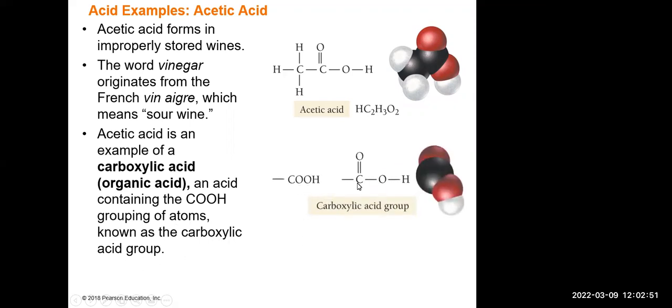So here is the carboxylic acid group, COOH. This bond is bonding to something else. So the carbon is double bonded to the O, and single bonded to the oxygen, then the oxygen is single bonded to this H. This H will be the acidic H. Acetic acid is a weak acid.